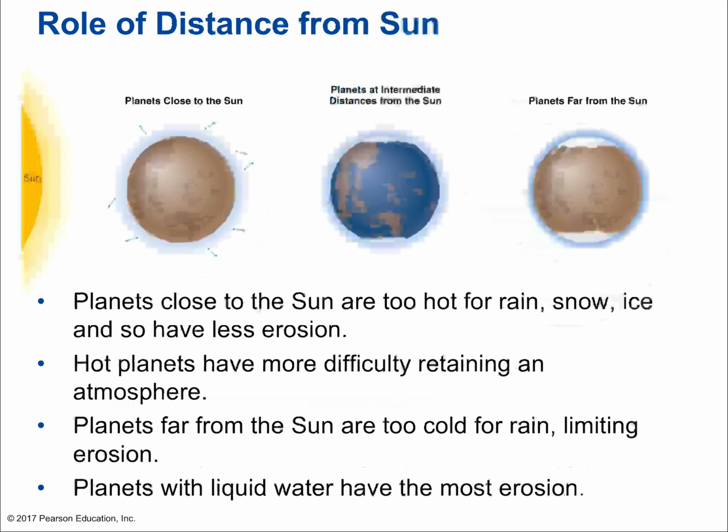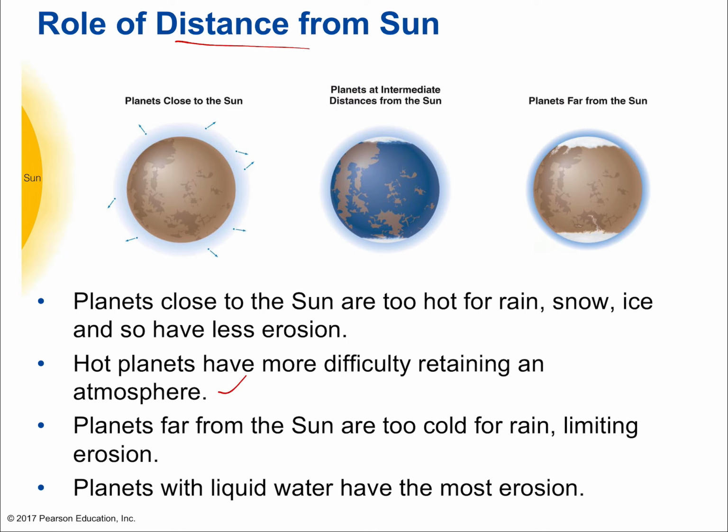What about distance from the sun? Well, that matters too, absolutely does. Planets close to the sun are too hot for rain, snow, or ice, and so have less erosion. Planets close to the sun basically are so hot that they can't hold onto an atmosphere, because the atmosphere is too energetic to stick around, even if they were large. Of course, Mercury is small and close to the sun, so there's no chance to have an atmosphere. The hot planets have more difficulty retaining an atmosphere, because the very fast gases tend to achieve the escape velocity of the planet and just take off, never to return. The planets far from the sun are too cold for rain, limiting erosion.